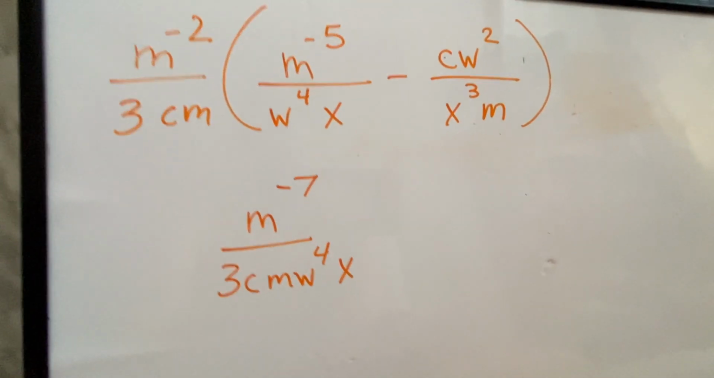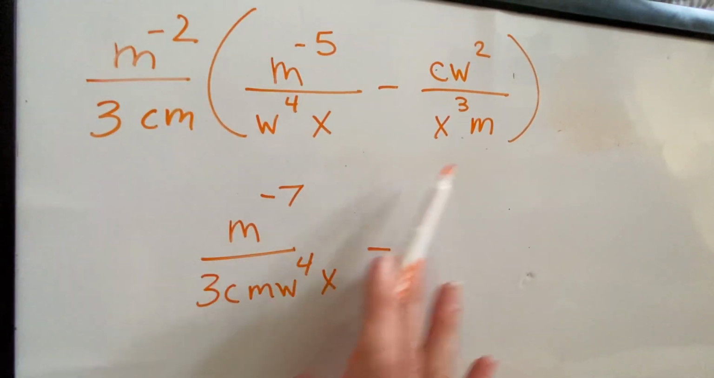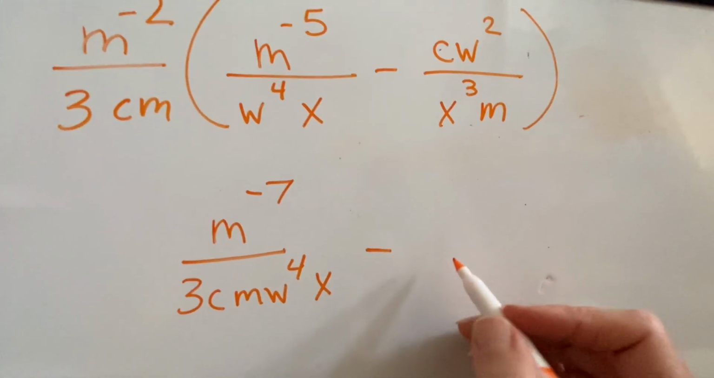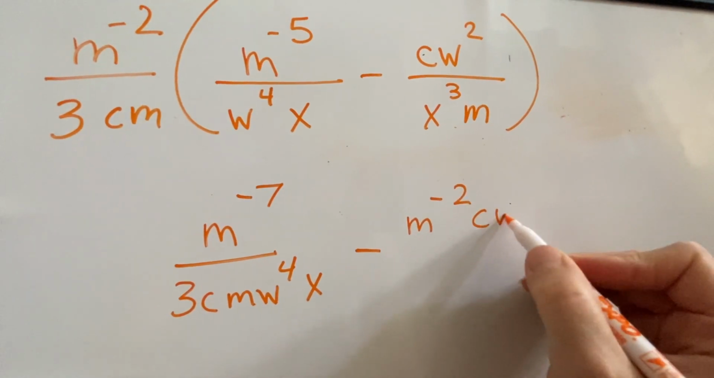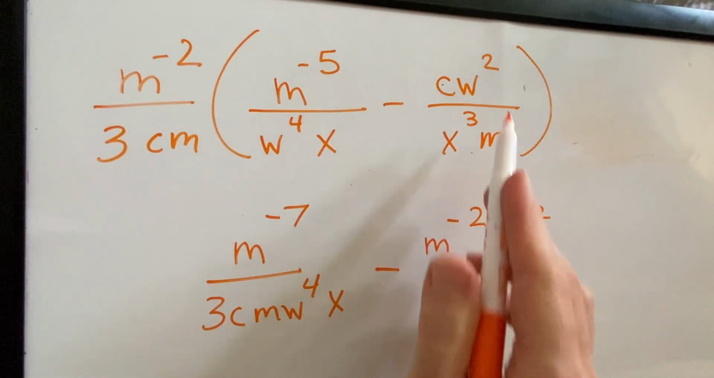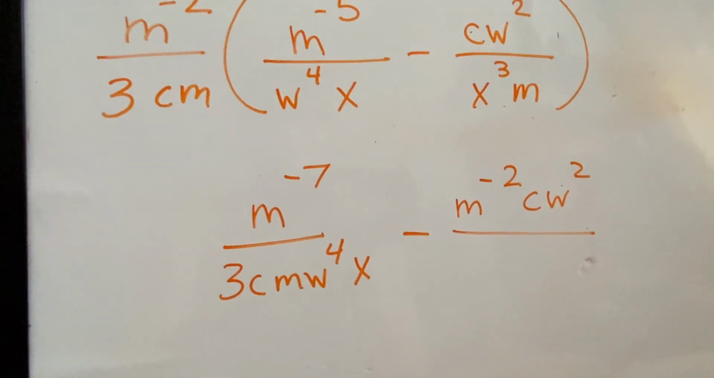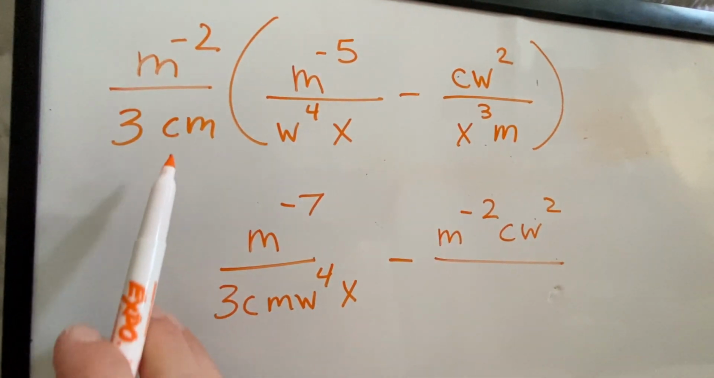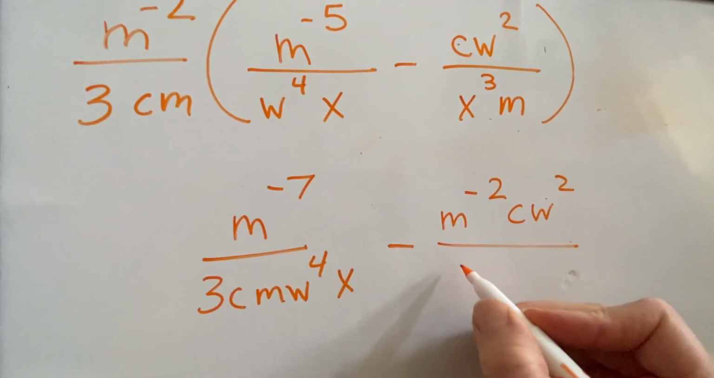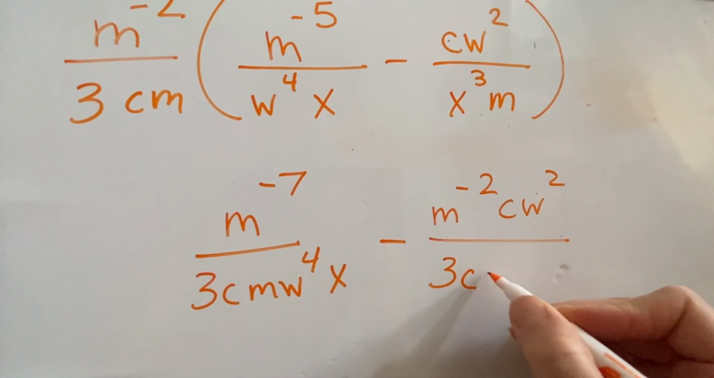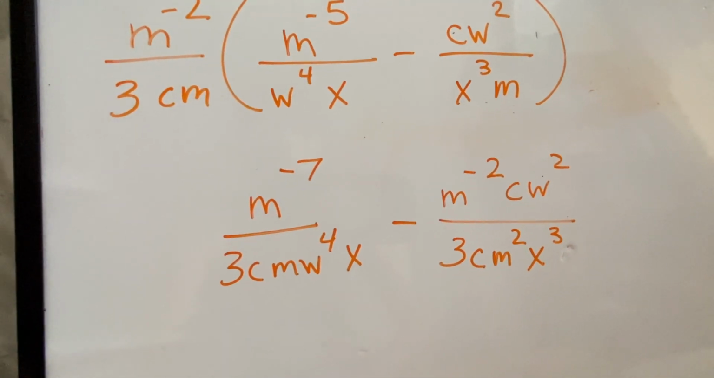Okay, and then minus, okay, so this is going to go through here, m to the negative 2 cw squared. None of those were the same, so we don't have anything that we needed to add, no exponents that we needed to add. Here we've got an m and an m, so we're going to add those. So 3cm squared x cubed, okay?